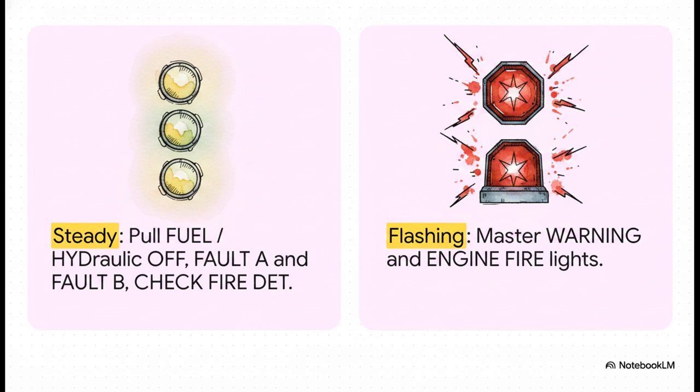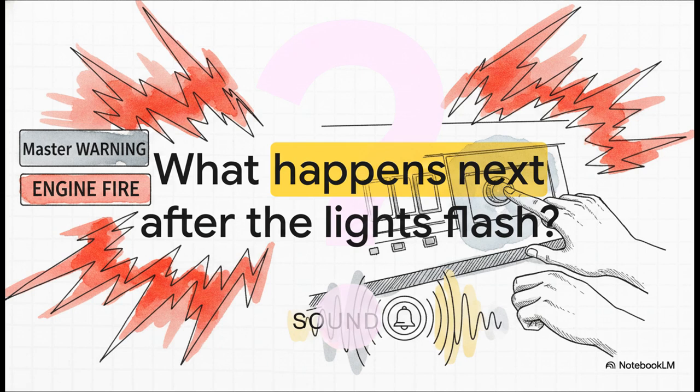But the final 2 indicators, the master warning and engine fire lights, oh, they don't just illuminate, they flash. It's a sudden, high-intensity flashing specifically designed to completely grab your visual attention. It's like steady, steady, steady, and then boom, flash, flash. So think about it. Your hands have initiated the test. Your eyes are tracking those steady lights, and now the master warning and engine fire lights are just rapidly flashing all over the cockpit. I want you to really picture that intense visual environment right now. What happens next? Like, what is the missing sensory cue that immediately joins these flashing lights?